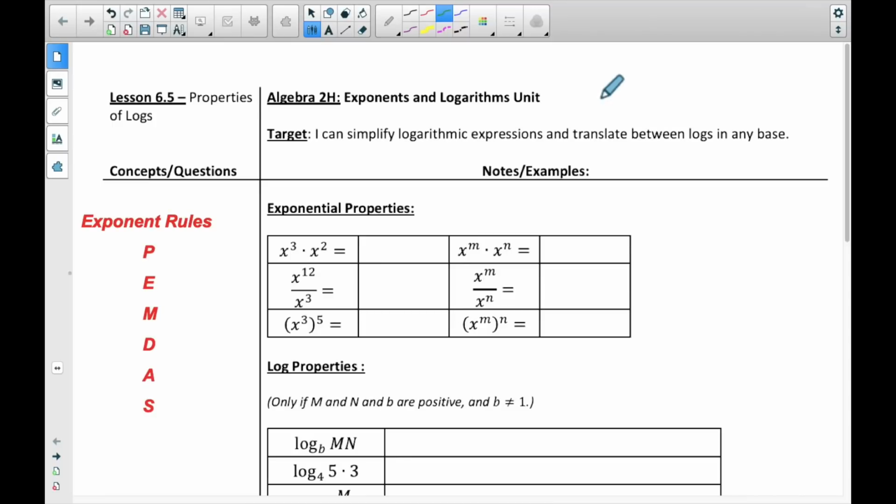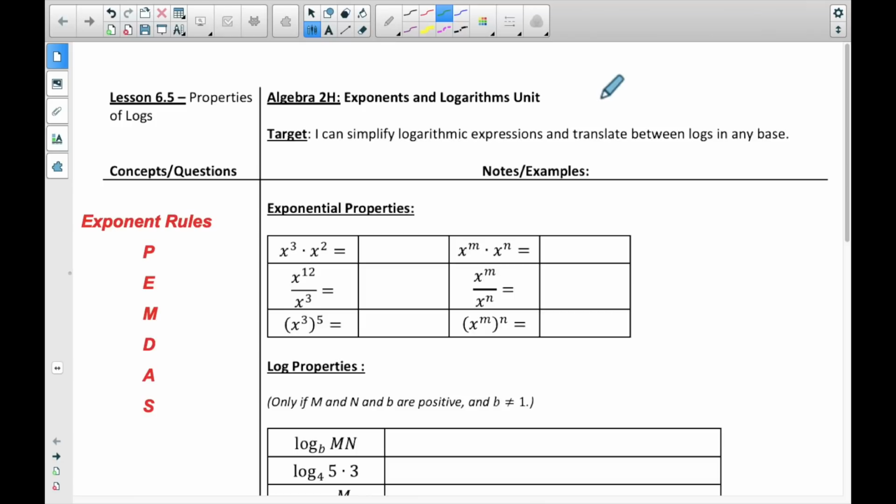Hi guys, it's time to get back into logarithms, and it has been a while since we've done logs, so I'm going to go through some properties of logs. But if you're feeling like you don't even remember what a log is, then tomorrow in class we are going to do a little bit more review to get back into logs and what they are so that this will make some sense to you.